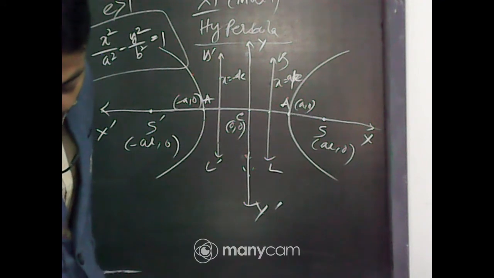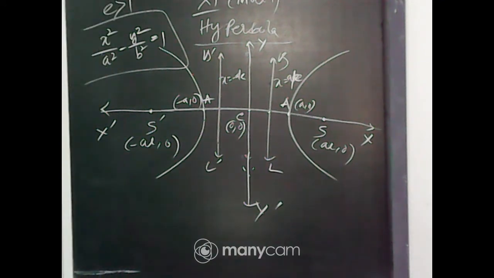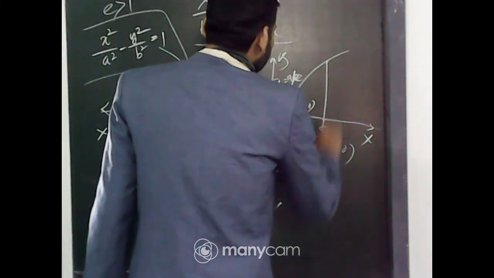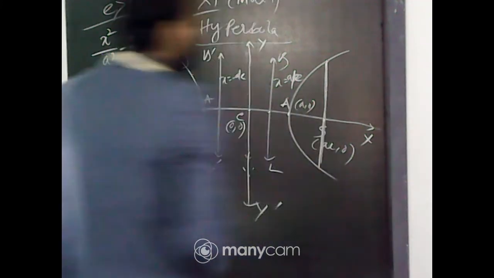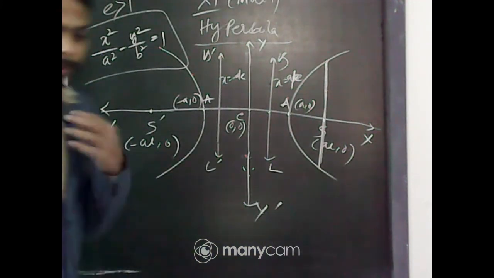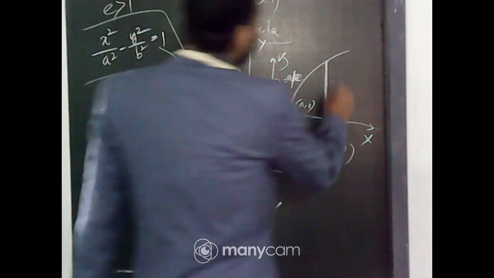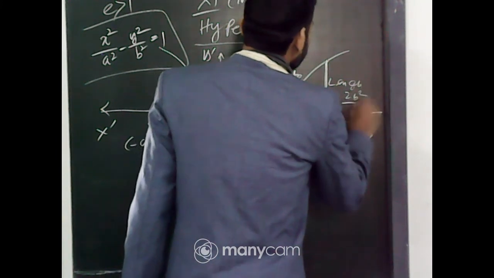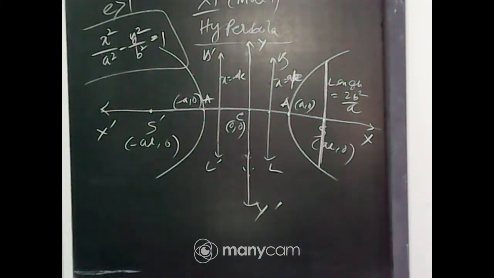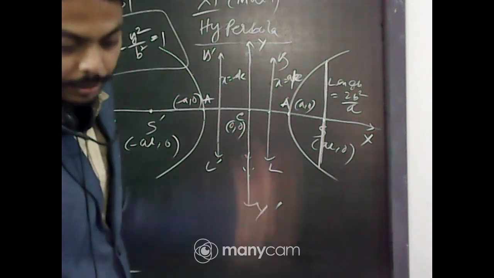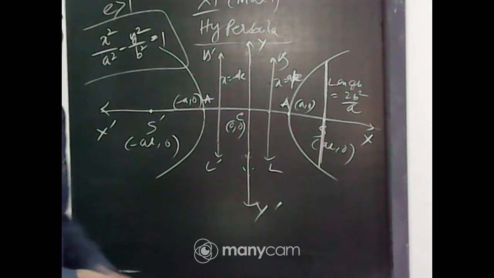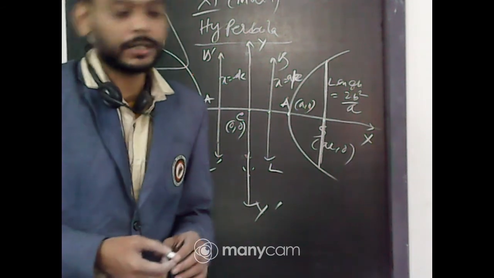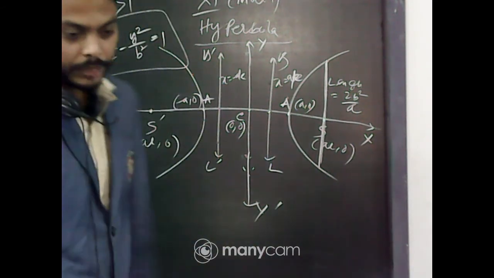Now tell me about the latus rectum. The formula is similar. Latus rectum means the perpendicular chord passing through the focus. So its length is 2b square by a. The formulas are very similar to the ellipse. If you have done ellipse, then hyperbola is already done. 90% of the hyperbola is done actually.